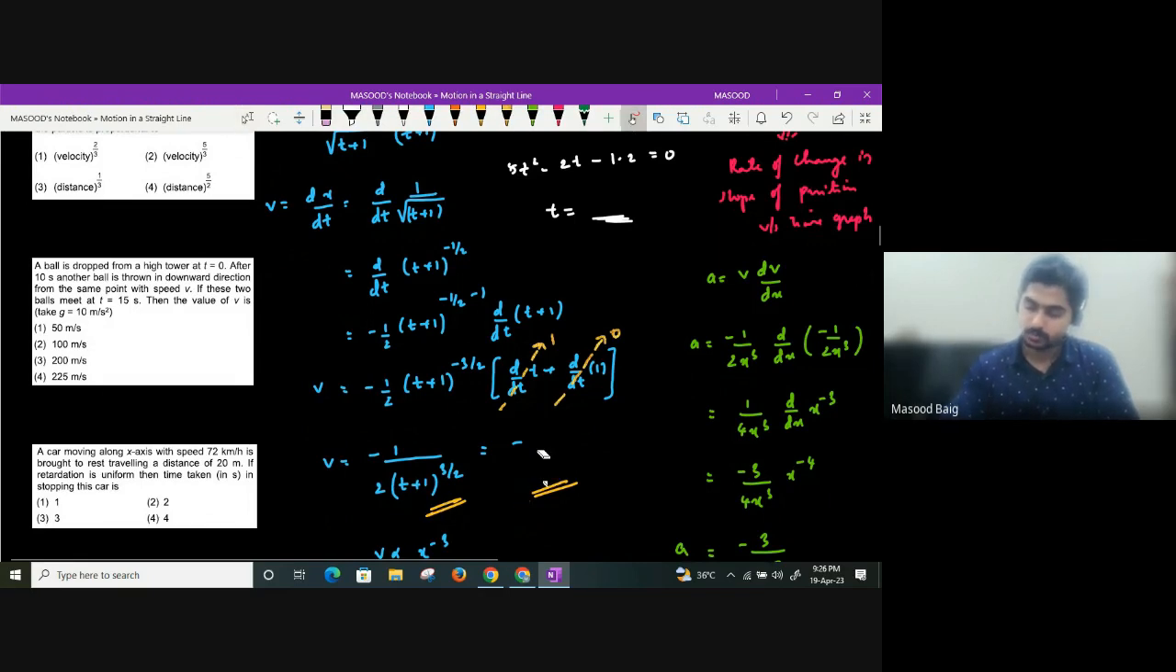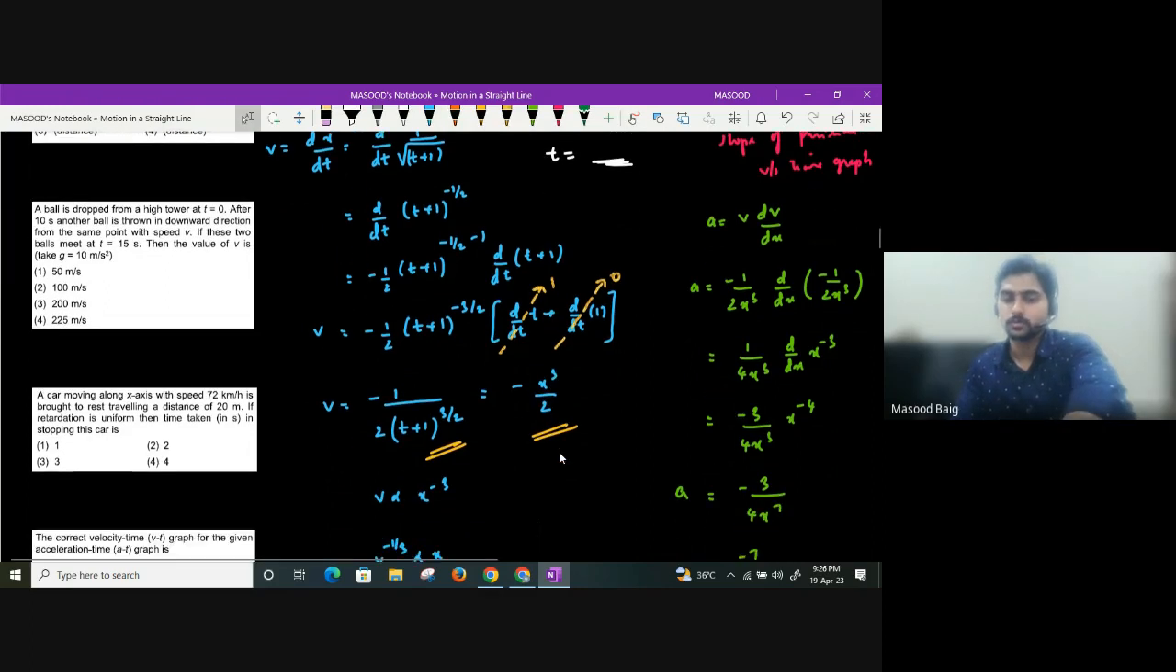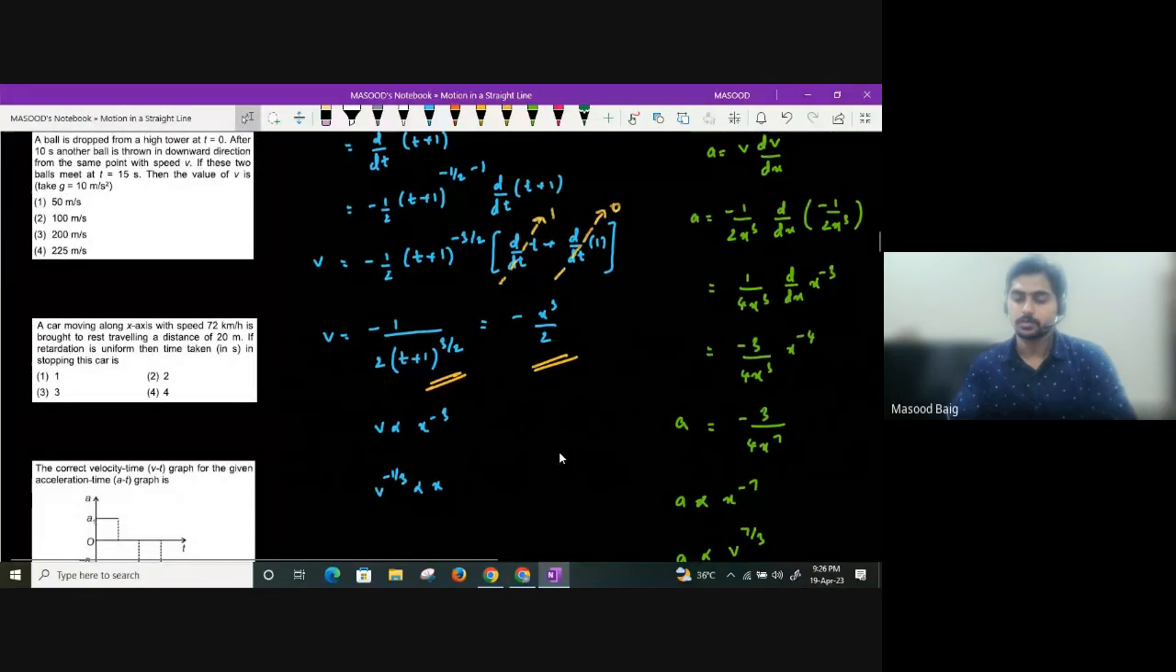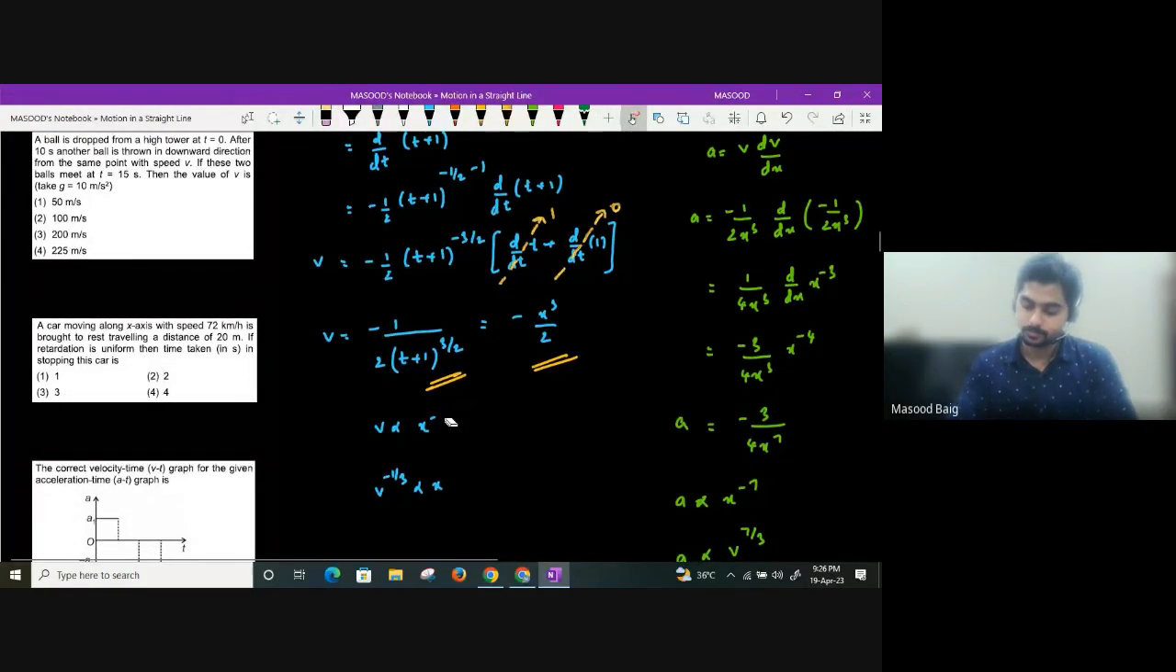You'll get it as minus x cube by 2. You will get v directly proportional to x cube. x you will get directly proportional to v power 1 by 3. So I'll get this as, this went completely wrong.